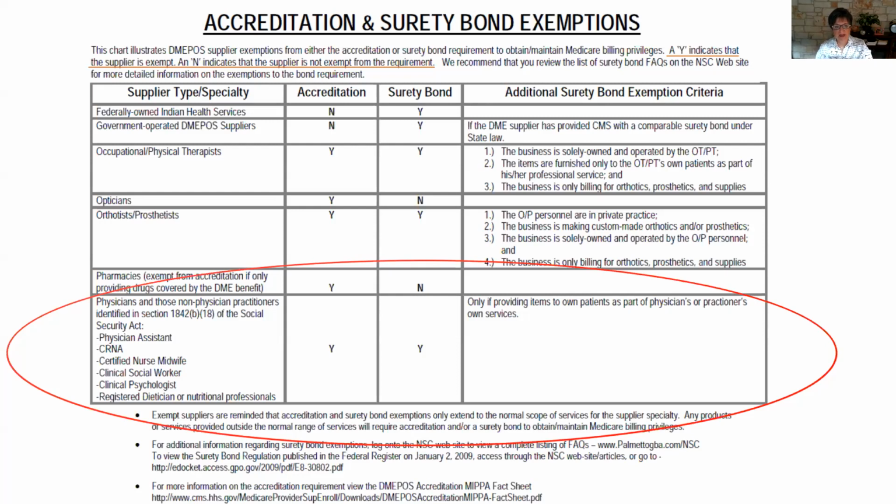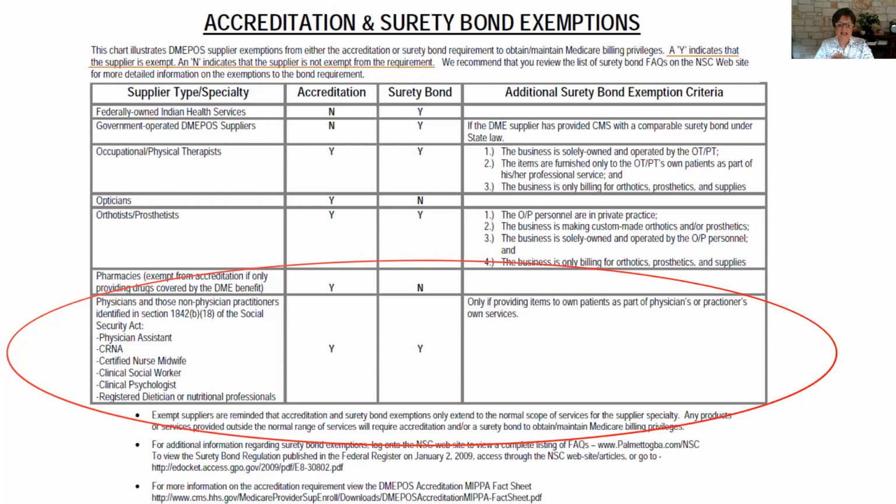Now, some of you may be listening to this and you are chiropractors. Now, if you're a chiropractor, you are actually identified as a physician under Section 1842(b) of the Social Security Act. However, the chiropractic benefit, if you are providing items to your own patients as part of your own services, you will know that the only thing that is covered under the chiropractic benefit for Medicare is spinal manipulation to correct a subluxation. Any other services that are either performed or ordered by a chiropractor are non-payable.